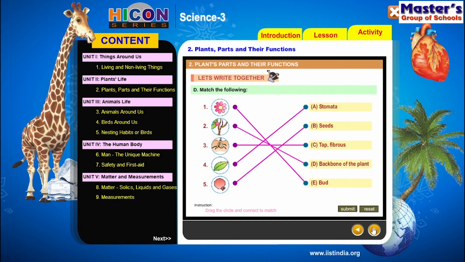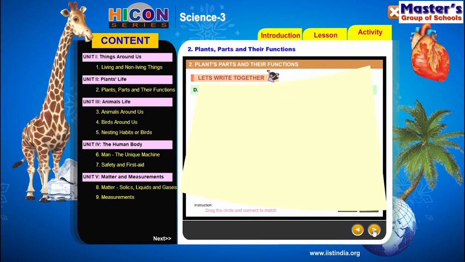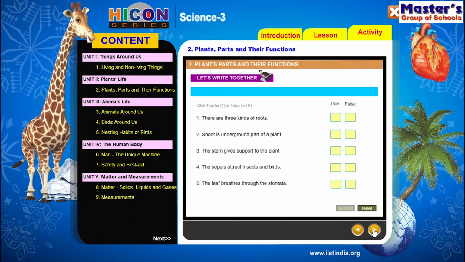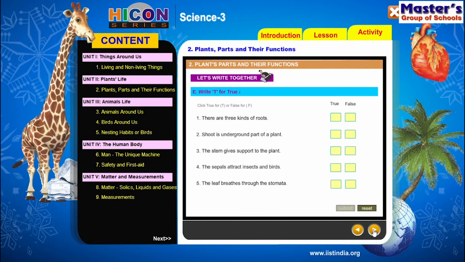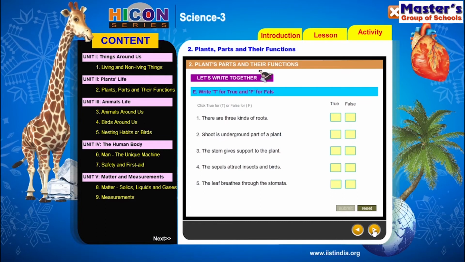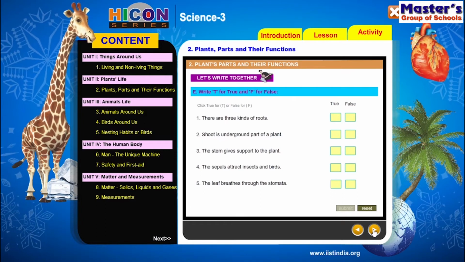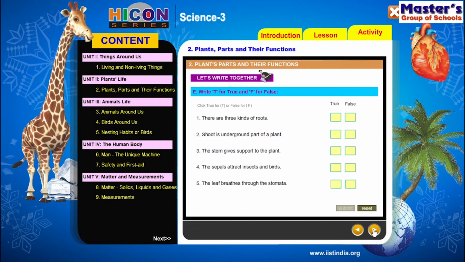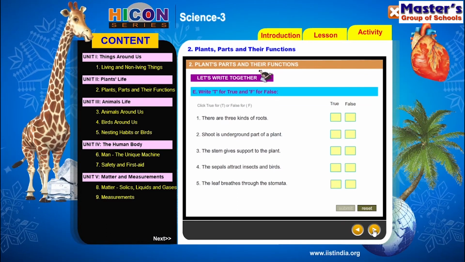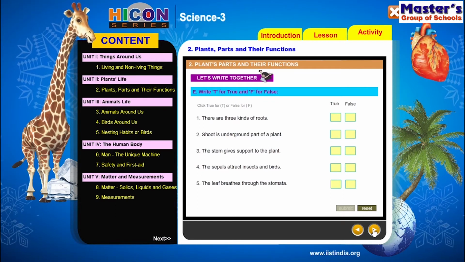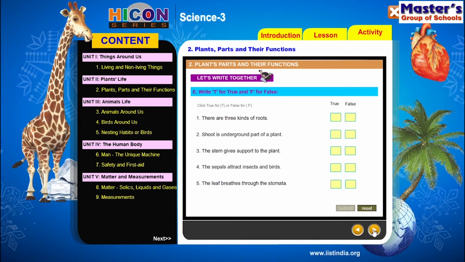So let us enter the next part in our activity session. Write true or false for the following sentences. Children, read, there are 5 sentences given. Read every sentence. If the sentence is true, write T in the box. And if the sentence is wrong, that is false, write F in the box.